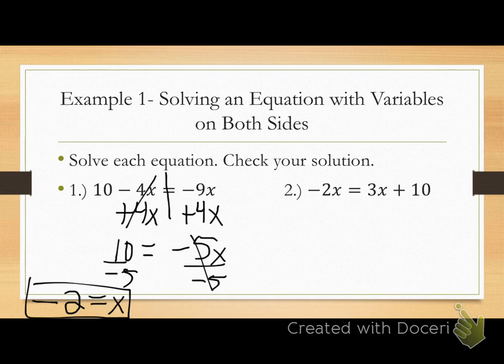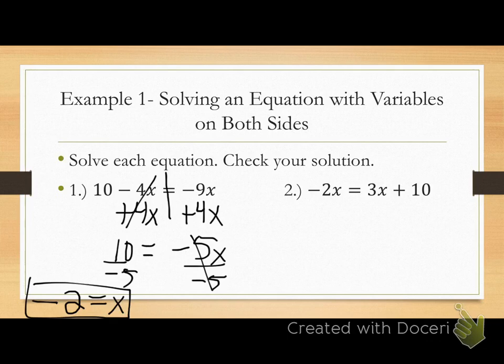Any questions on number 1? If I did want to check my solution here, what would I have to do? Plug in negative 2 where though? Both of them? Yep. I'd have to replace both x's with negative 2 and then work down both sides of my equation. It should give me a true statement when I work it down. In this case, it does. Does anyone need to see that? You want me to show you checking your solution?